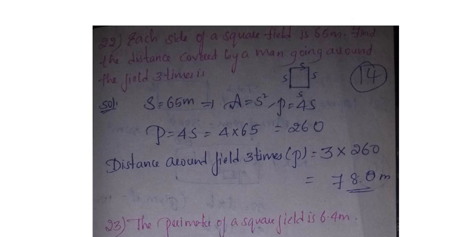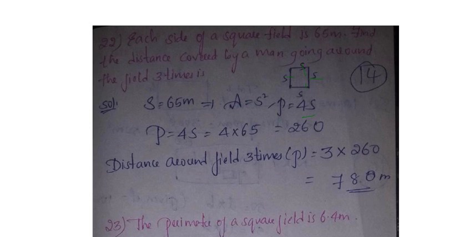If one side of a square field is 65 meters, whole perimeter of the square is what? What is meant by perimeter? The boundary of the square. Square is having how many sides? 1, 2, 3 and 4. 4 sides. So perimeter of the square is 4 into s.